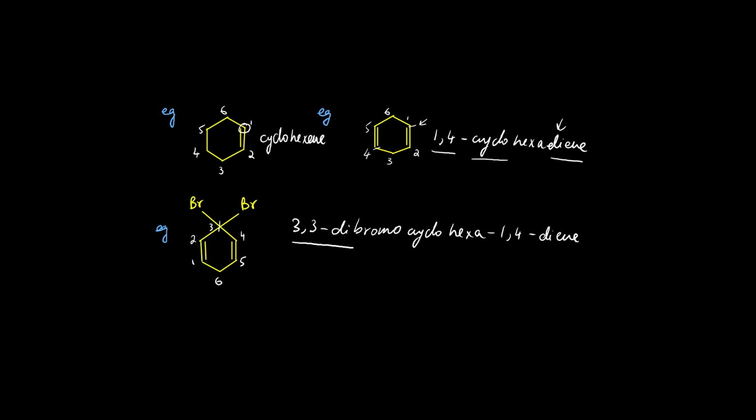Let's look at it. 3,3 dibromo because the third carbon atom has two bromine substituents on it. Why the cyclo? Because it is a cyclical compound. Why hexa? Because there are 6 carbons in the ring. Why 1,4-diene? Because there are 2 alkene groups and they are on 1 and 4 of the carbon atoms in the long chain. So simply that is why this is the name.